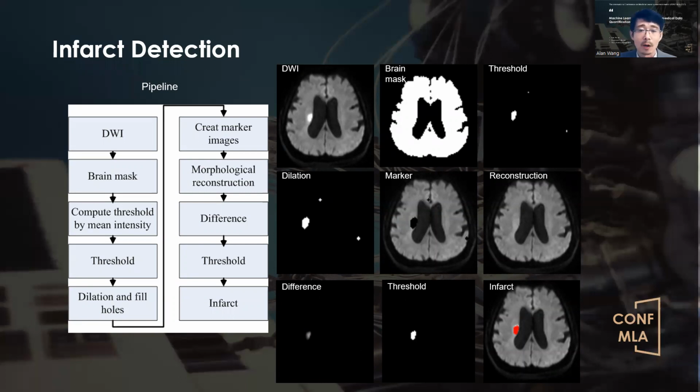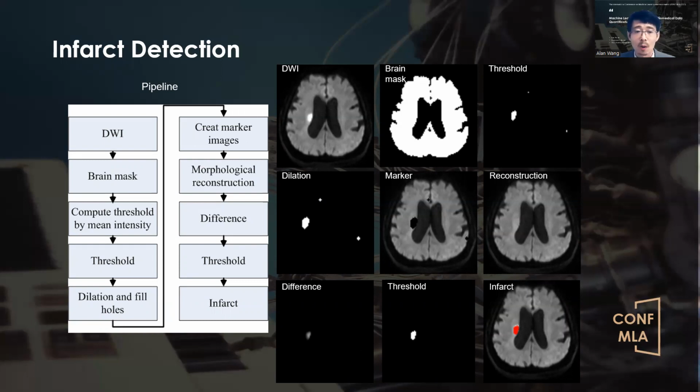Now let us first look at the infarct detection from DWI images. DWI is one commonly used modality for stroke patients. So the pipeline includes the following steps: applying the brain mask and also computing a threshold and also some mathematical operations, for example, dilation and erosion.